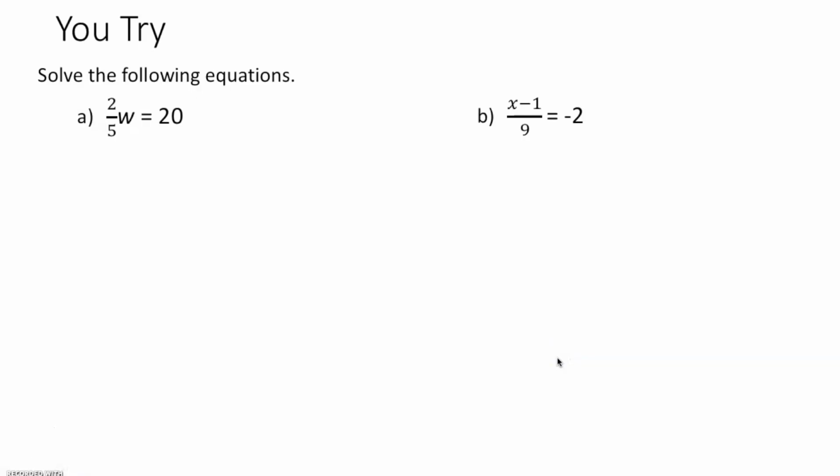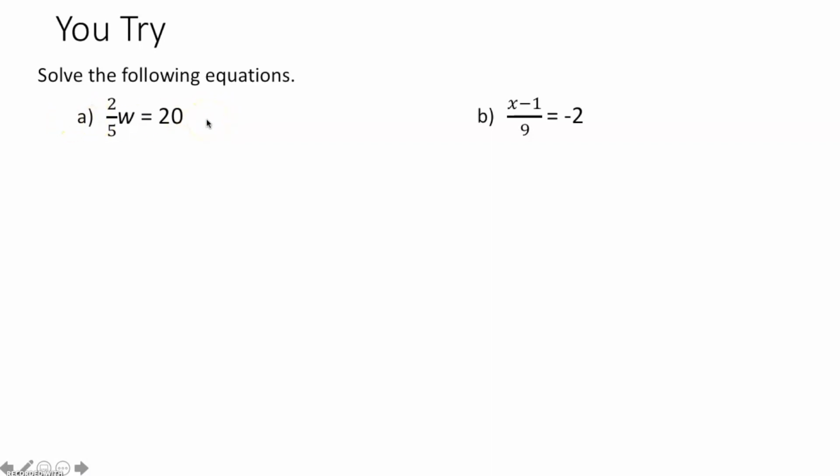Oh man, this is not looking good. You should try. Simplify, move, solve. Step 1, can we simplify either side? No. Step 2, move the variables to the left. Done. Step 3, constants need to go to the right, so this needs to go over here. How do I do that? 2 different ways. One would be to multiply both sides by the reciprocal.